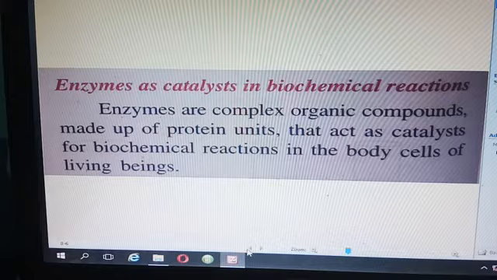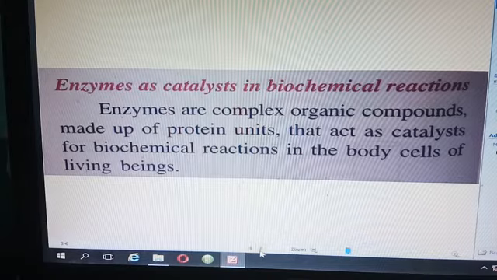Again I'm repeating, biochemical reactions means chemical reactions taking place in life. Bio means life. Enzymes are complex organic compounds made of protein units that act as catalysts for biochemical reactions in the body cells of living beings.